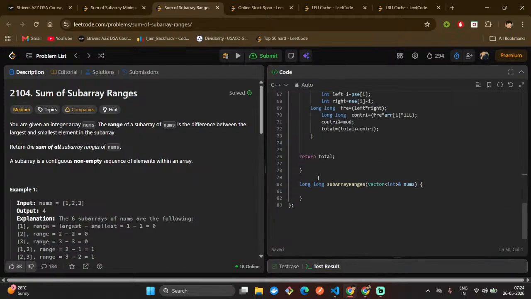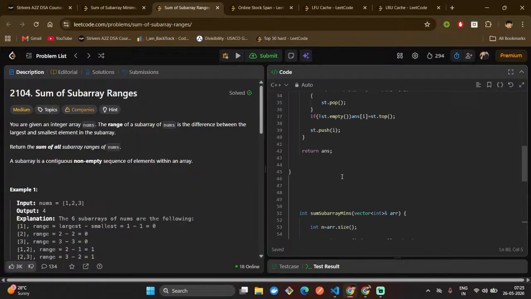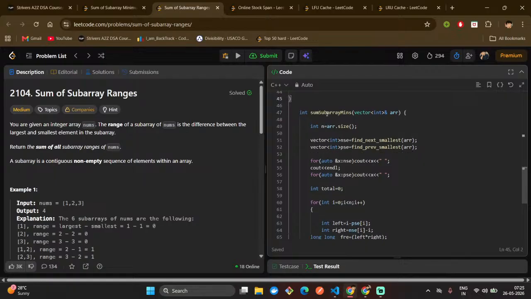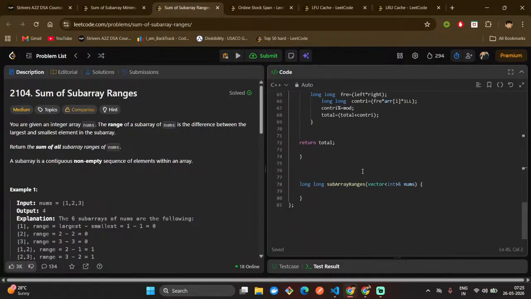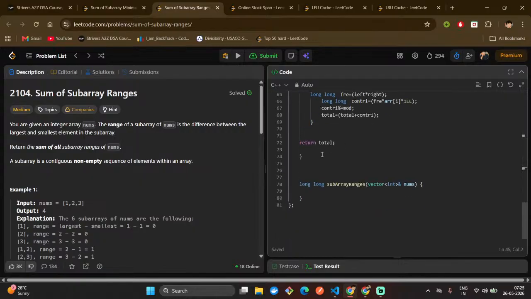Now the same code we have to write for the minimum. It gives the subarray sum of minimum, and now we have to find the subarray sum of maximums, right? So this is the next smallest element, next greatest element. Now again we have to find this.